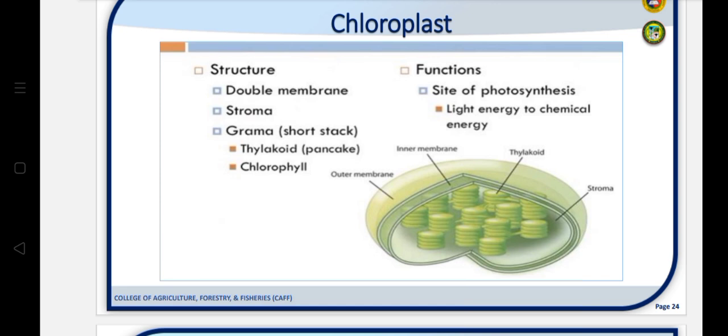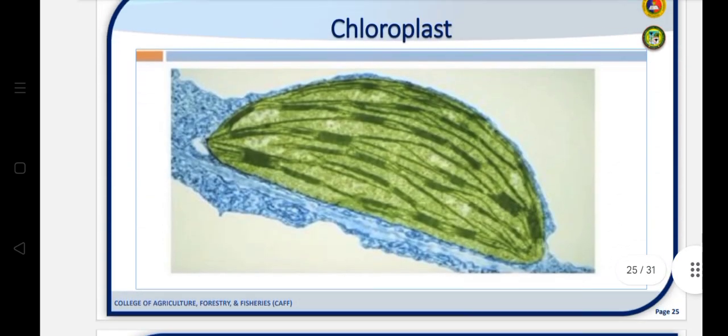In terms of function, chloroplasts carry out photosynthesis using sunlight, carbon dioxide, and water to make glucose. They transform light energy into chemical energy stored in sugars, which the plant can use or store for later. So, chloroplasts are the solar panels and kitchens of plant cells. They capture sunlight and cook it into food, making life on Earth possible. Under the microscope, this is the actual image of a chloroplast.